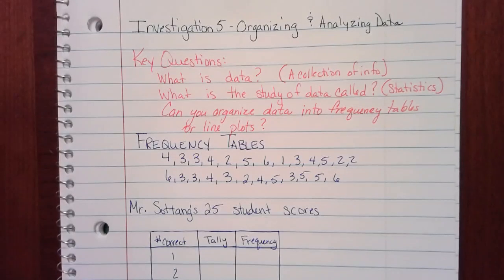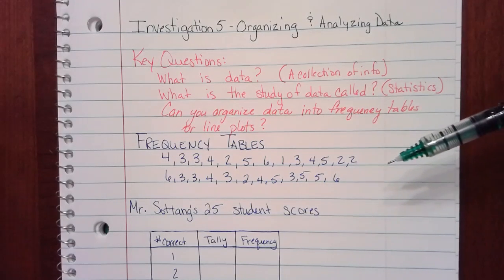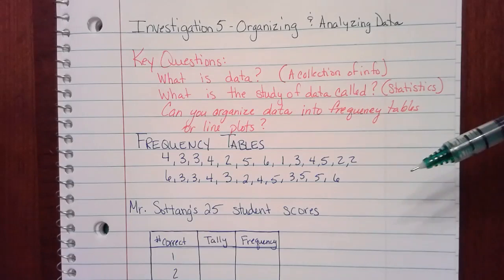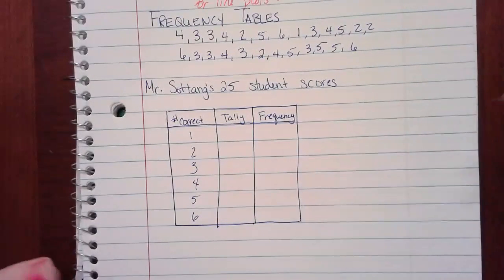Mr. Sautang's class has 25 kids in it, and they had a quiz that had 6 questions, and you could have gotten anywhere from 0 correct to 6 correct. His class of 25 did pretty good. Nobody completely bombed it with 0. So we left 0 out of our frequency table.